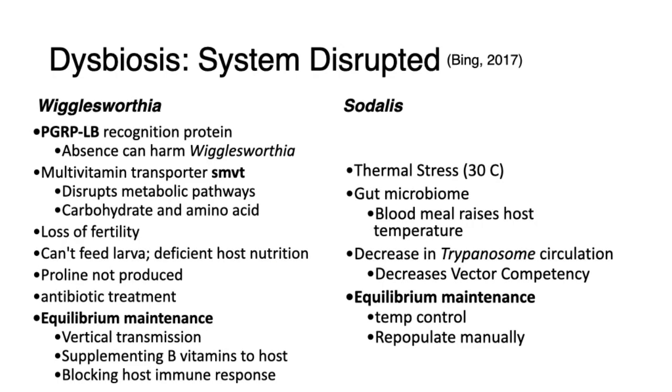So how can we bring back some maintenance to this system? Temperature control, and one paper did an experiment where they just inoculated Sodalis back into the tsetse fly, but that would not really work in a naturally acquiring system. That is more like a manipulated reintroduction.